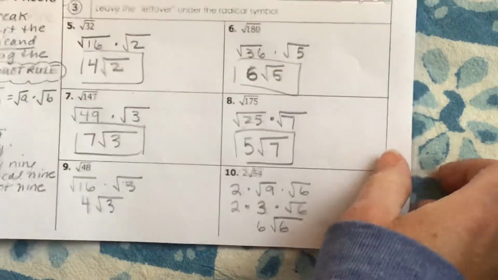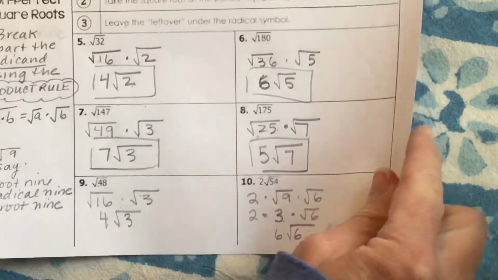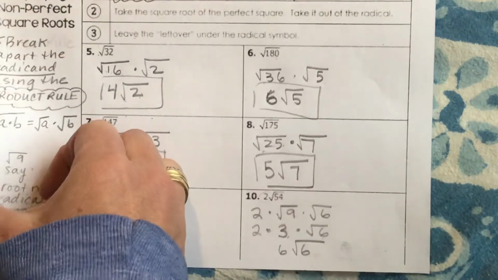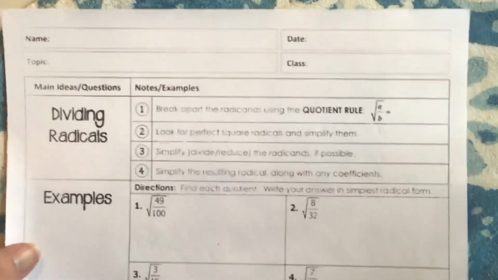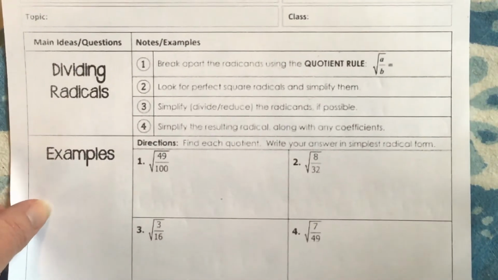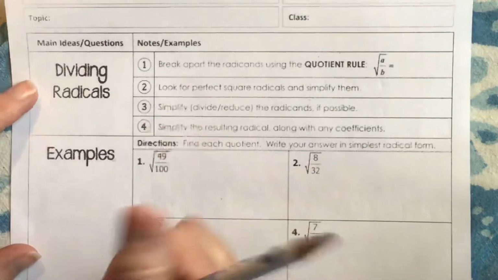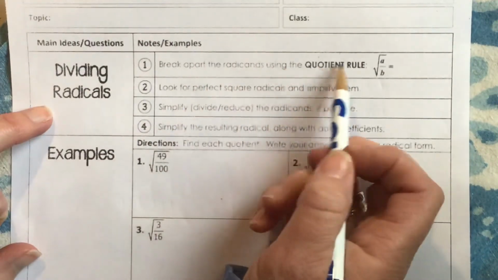Let's see. I think I'm going to go for it. I'm going to do this in one video. If you need to pause, take a break, get some nachos, go for it. But I am going to go over the quotient rule and the dividing radicals because that's also part of this quadratic formula. So on the next page, break apart the radicands using the quotient rule.